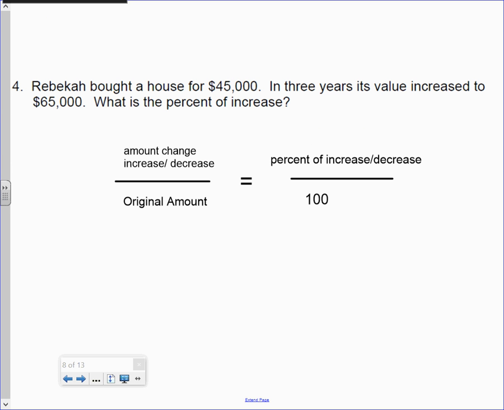So yesterday was example 1, 2, and 3. Today is example 4, 5, and 6.